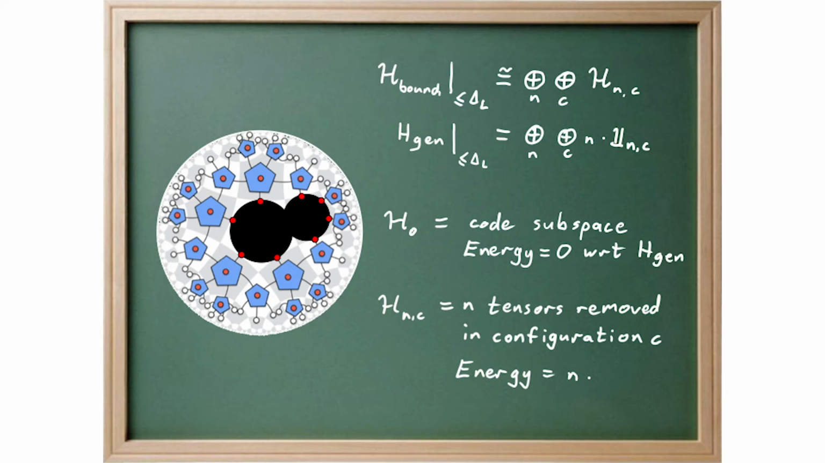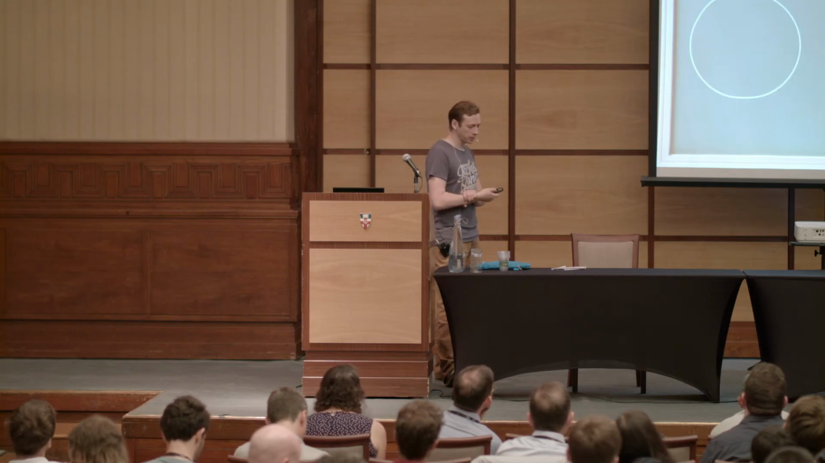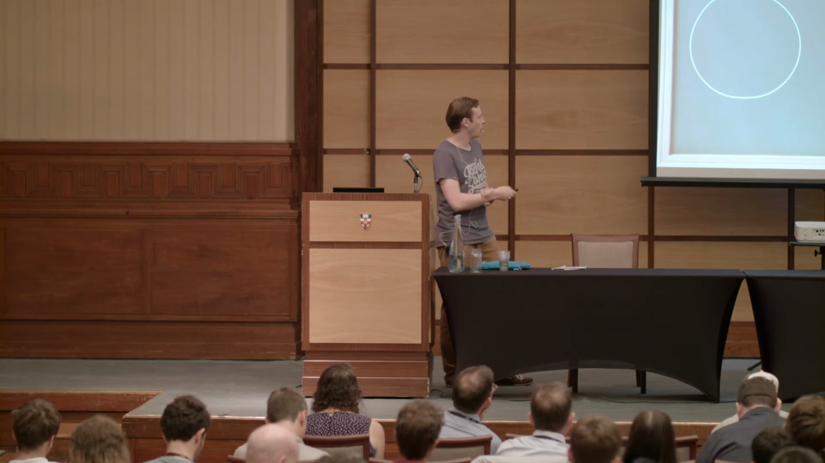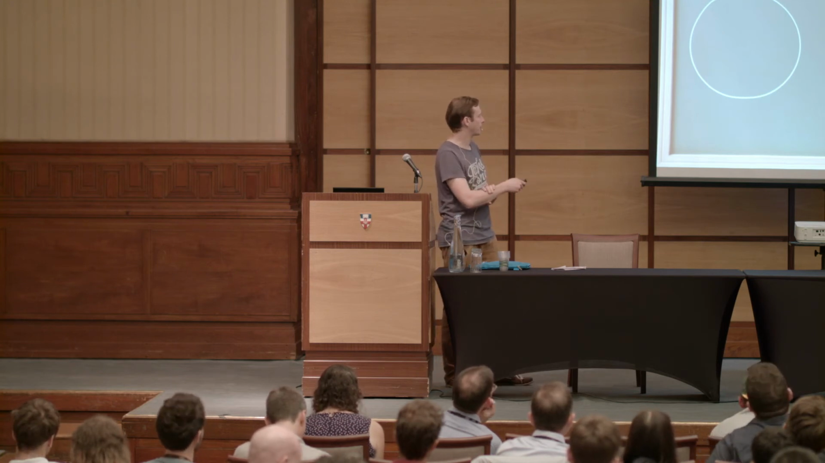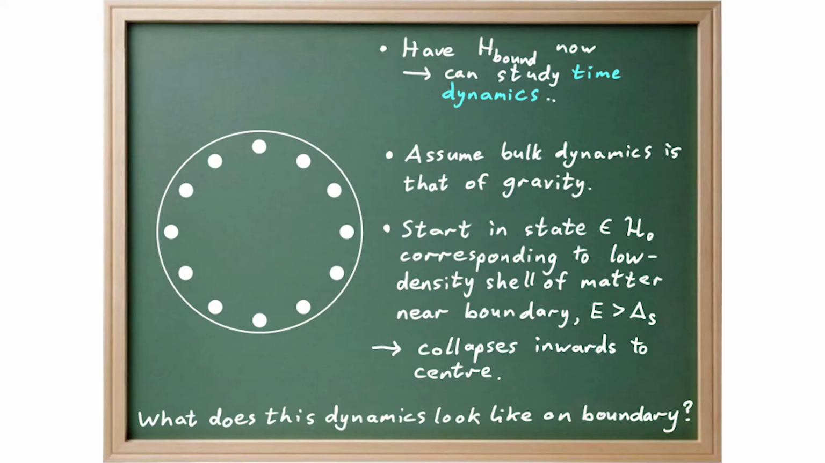Okay, and now we have a nice thing that the more black holes you put in, the more energy it has with respect to a Hamiltonian. And now we have a Hamiltonian, so we also know how bulk dynamics maps to boundary dynamics. So let's take some cool dynamics in the bulk. Let's assume the bulk dynamics is that of gravity, and let's start with a shell of matter somewhere out near the edge that's got very low energy density. And now let's start it in this state, and let this evolve under gravity.